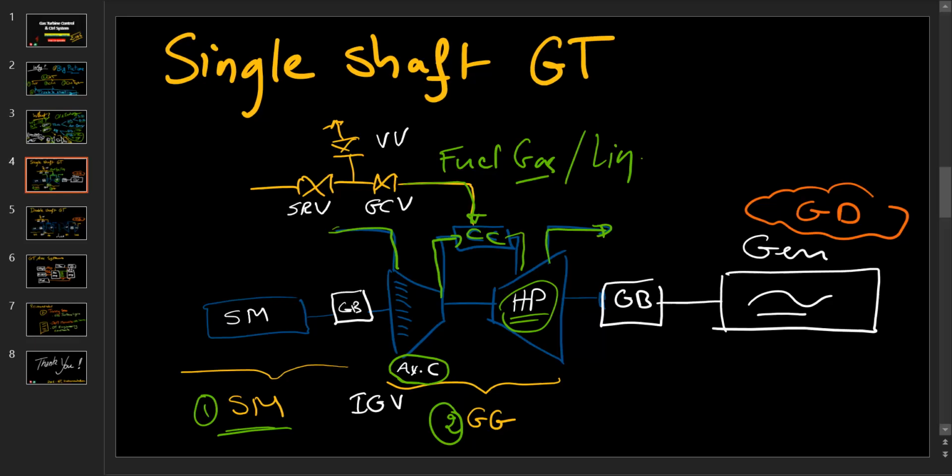That turbine is connected to a driven, if you want, equipment. In this case, I'm taking the example of a generator, okay? It is connected through what we call a load gearbox, LGB if you want, okay? And through that, the generator is driven by a gas turbine. So we have two, if you want, two main components.